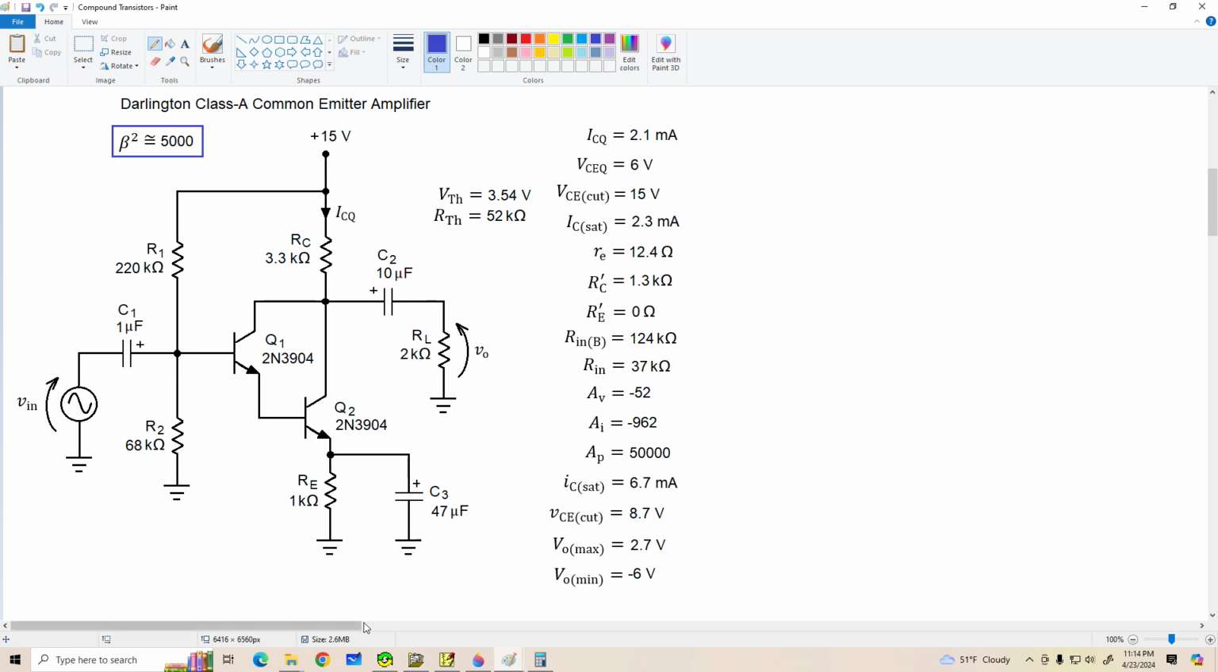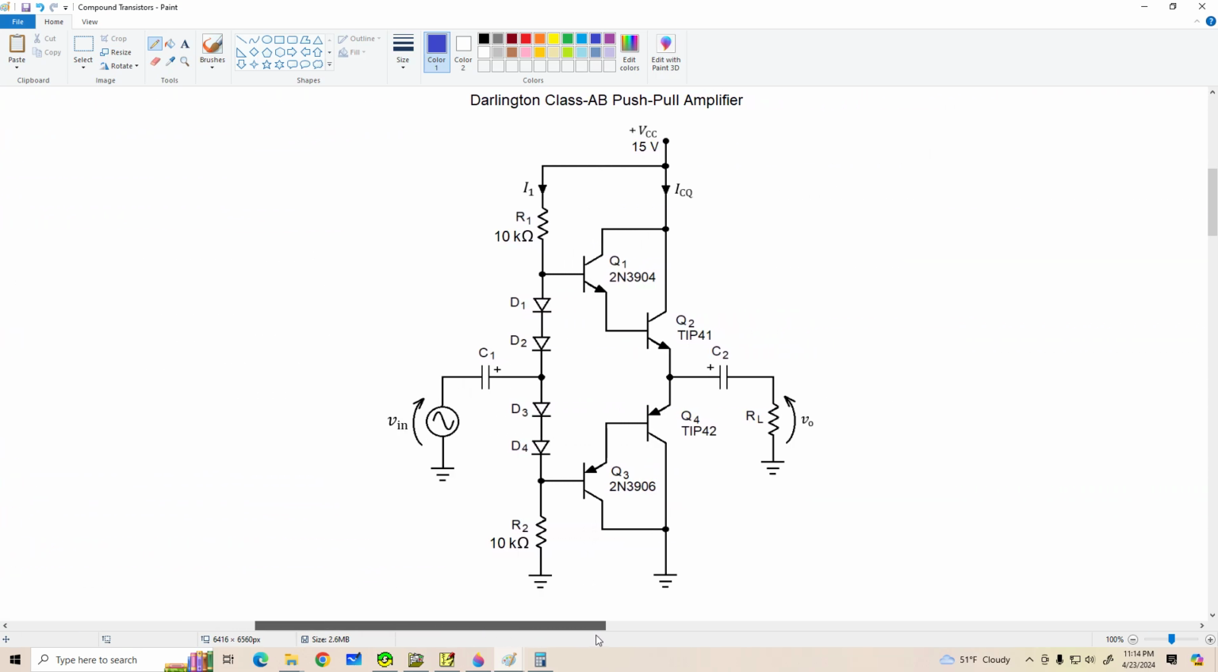All right, now let's look at a Darlington Class AB push-pull amplifier. In this case, I've constructed Darlingtons using a 2N3904 and a TIP41. So this is actually a high power Darlington. And over here we've got a 2N3906 with a TIP42. So that's a PNP power Darlington as well. We don't need a big transistor for the input side because this transistor carries much less current than the output side. This Q2 is doing all the work for this Darlington, and Q4 is doing all the work for this one.